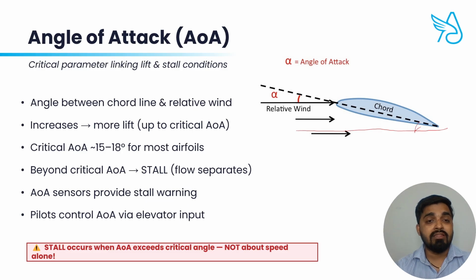And here's the important thing I want you to remember: a stall is not caused by going too slow, but by too high an angle of attack. You can stall a wing at any speed if you pull up too sharply. This is why pilots and drone operators always monitor the angle of attack.